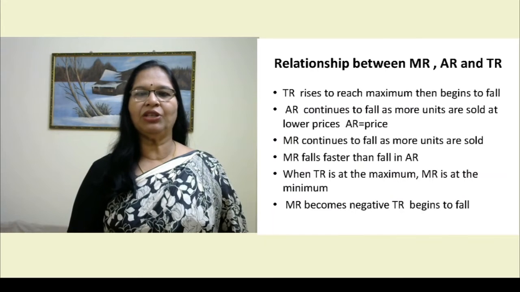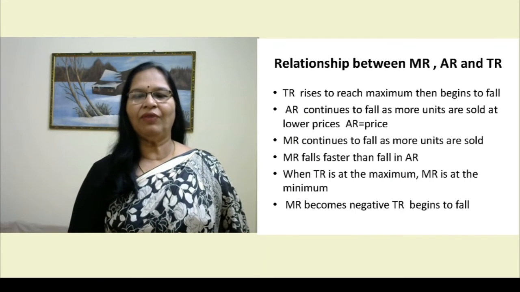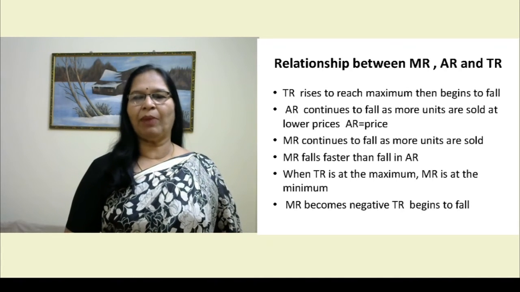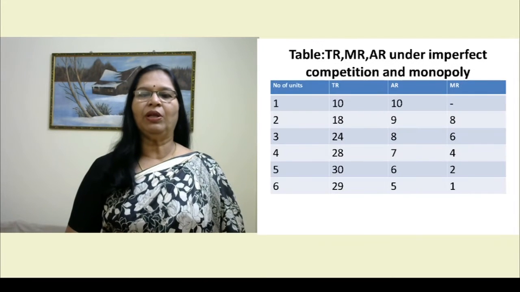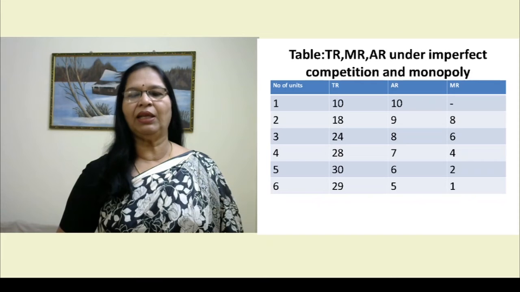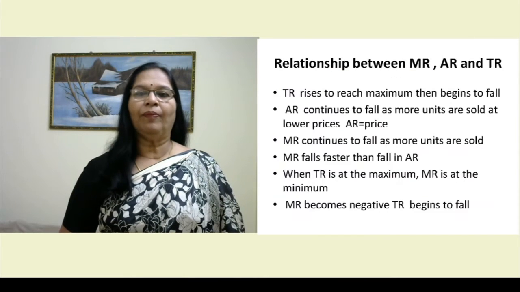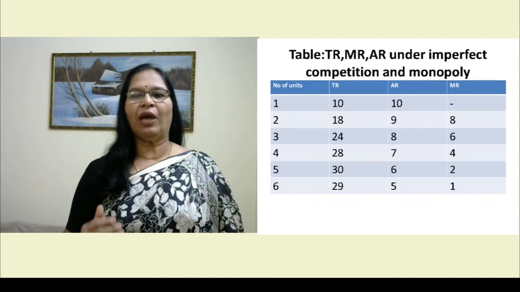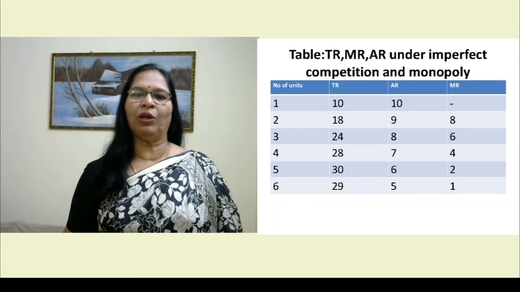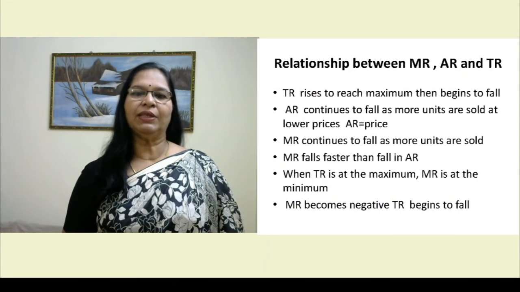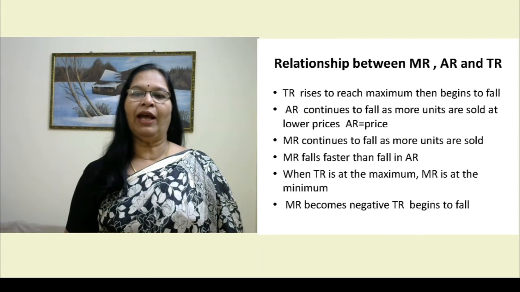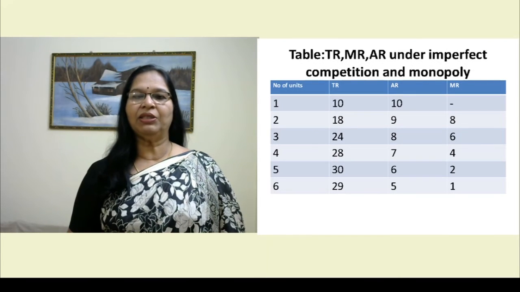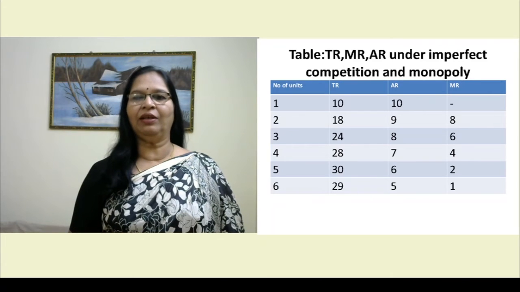Now let's understand the relationship between marginal revenue, average revenue, and total revenue. Total revenue rises to reach maximum. You can see that in the table. Total revenue reaches the maximum at 30 and then falls. Then we can see AR continues to fall as more and more units are sold. And you can see the marginal revenue continues to fall as more and more units are sold, just like the average revenue. The only difference is that the marginal revenue falls faster than the fall in the average revenue.